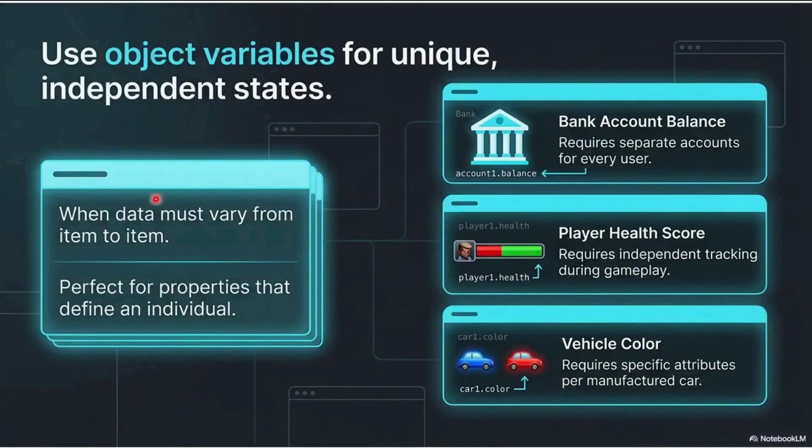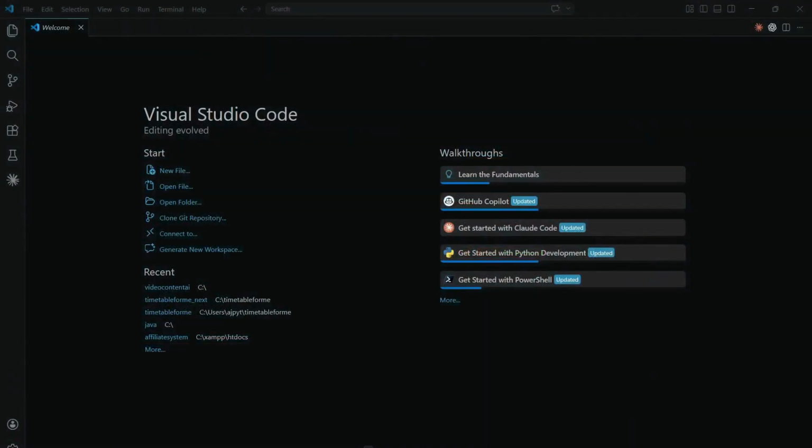And then use object variables for unique independent states. So when to use an object variable? When every individual has some unique data, every individual has some roll number, will have some name. Such variables will be object variables. And when there is some data which is common for all the objects, then those variables will be class variables. Now what I'm going to do is switch to VS Code, and then we will directly implement a program.